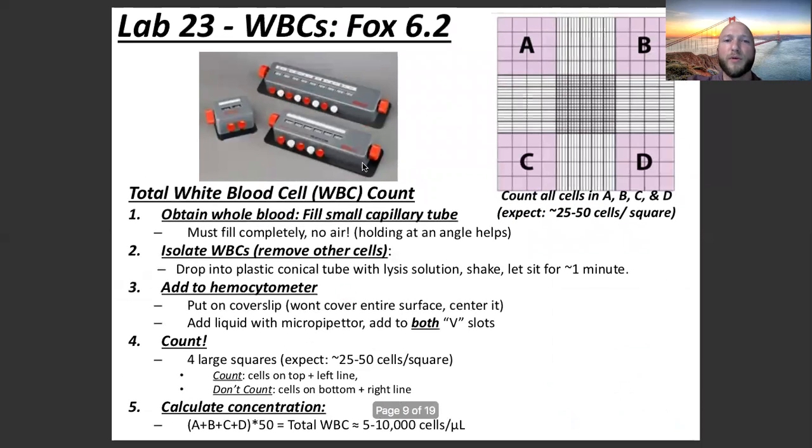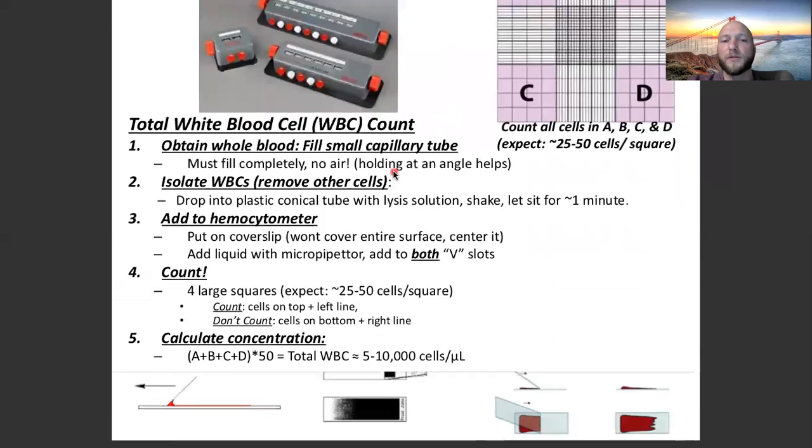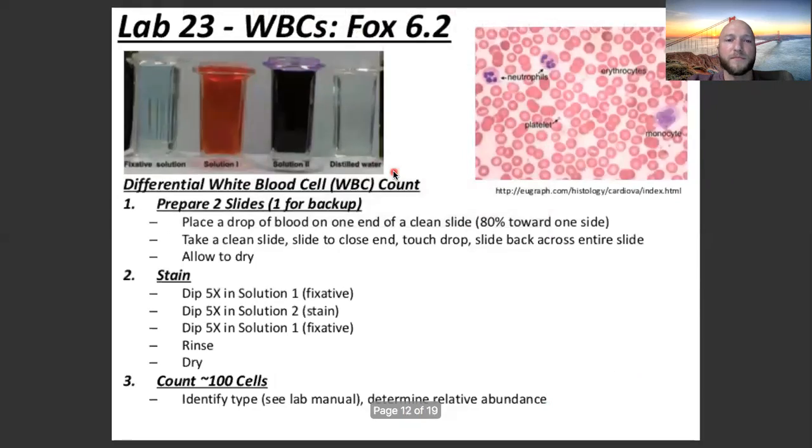One more thing I want to point out, these counters up here. We actually use these in lab, and each one of these buttons is labeled. You push this button when you see a neutrophil, this button when you see an eosinophil, this button when you see a monocyte, and so on. It'll count each type that you see, and it'll also have a total counter, so you can see the total number. Really helpful.